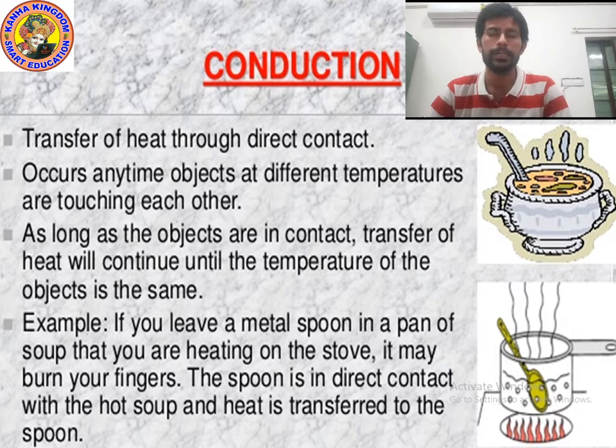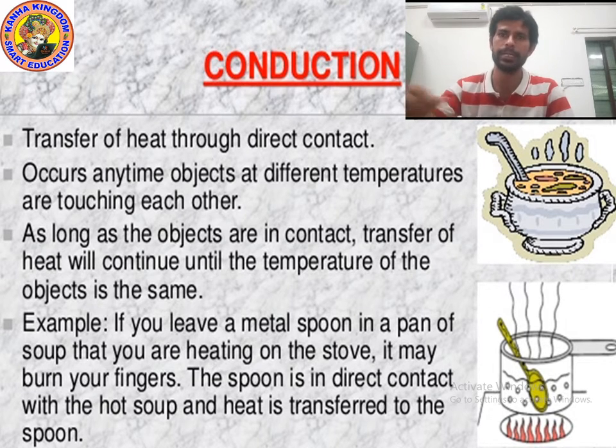So remember kids, point number 1: transfer of heat through direct contact happens in conduction, and conduction occurs any time objects at different temperatures are touching each other. As long as the objects are in contact, transfer of heat will continue until the temperature of the objects is the same. I hope you understood. Now let's move on to the next point.